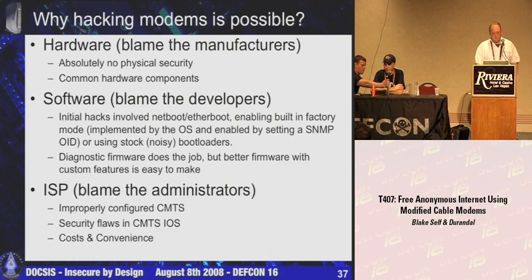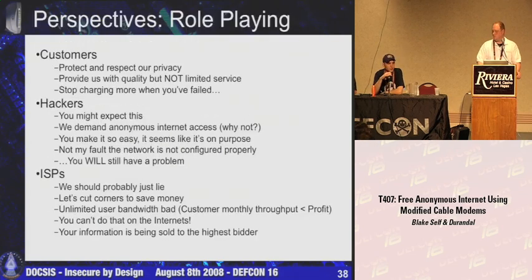Right. And then we can also blame the ISPs because they don't want to spend the money. It's too inconvenient for them. They improperly configure their CMTS, and there are also flaws in the IOS for the CMTS. Another thing with the ISPs is there are still millions of DOCSIS 1.0 modems out in the field, and the cost to replace them all with 1.1 and 2.0 modems is sometimes not worth the benefit to them, so they can't really enforce security when there are still that many 1.0 modems out there that they have to replace.